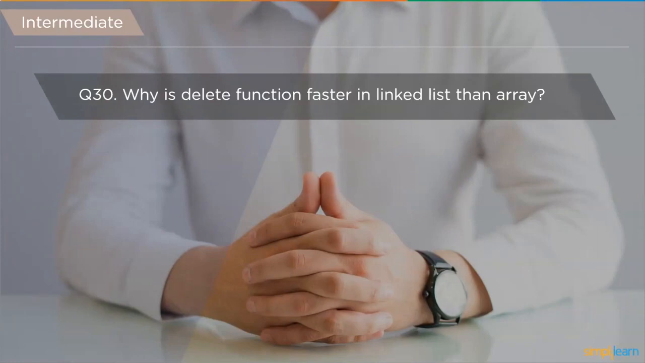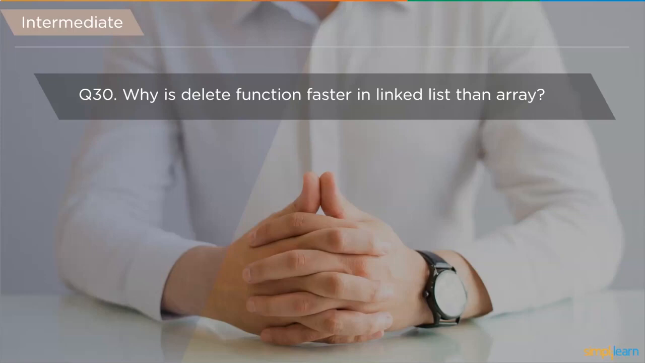Why is the delete function faster in a linked list than an array? Basically, linked list and array are Java collections, or in other words, they are also considered data structures. To answer this question, you need to understand the analogy of linked list and array. An array is a complete memory block of consecutive memory locations. Consider that your memory location starts from 100 and your array has 10 locations. So it's a complete reserved block from 100, 101, 102 to 109. So you have 10 memory blocks.